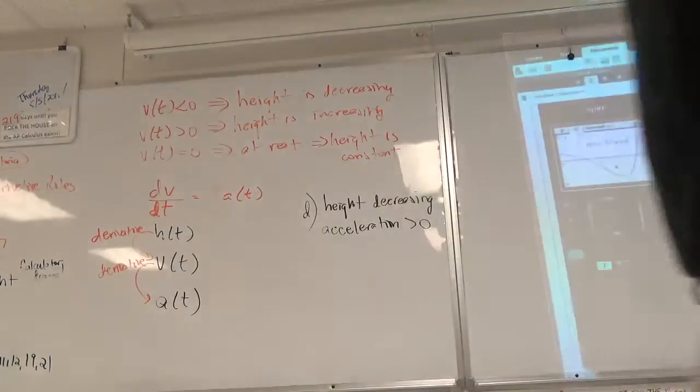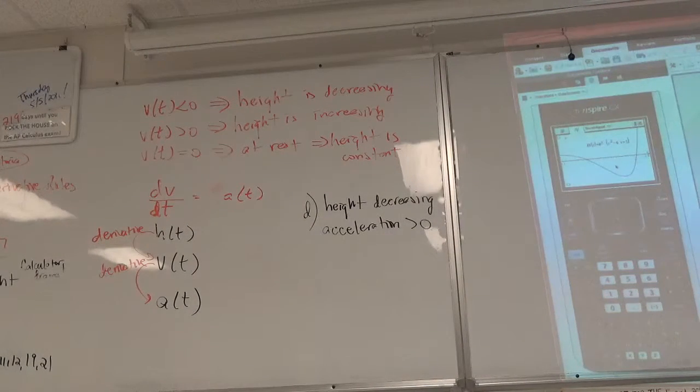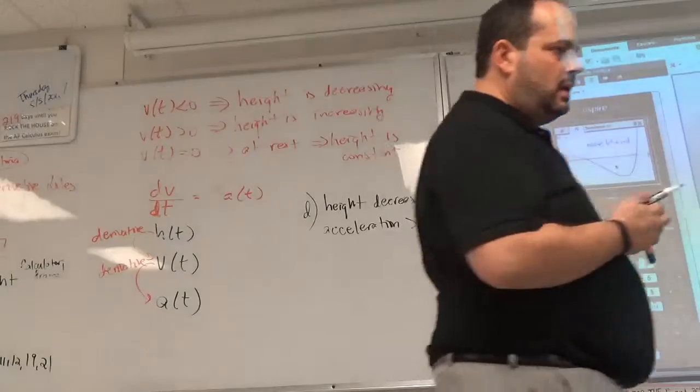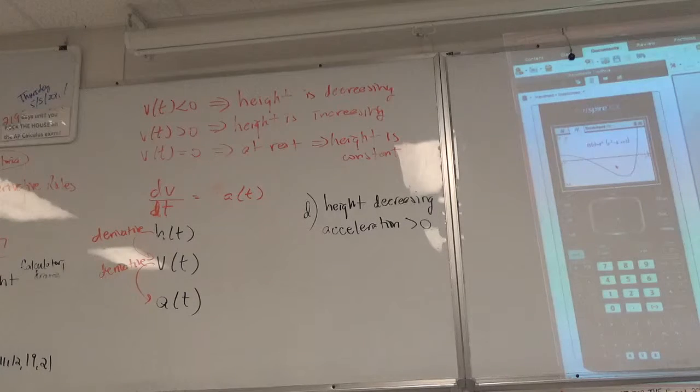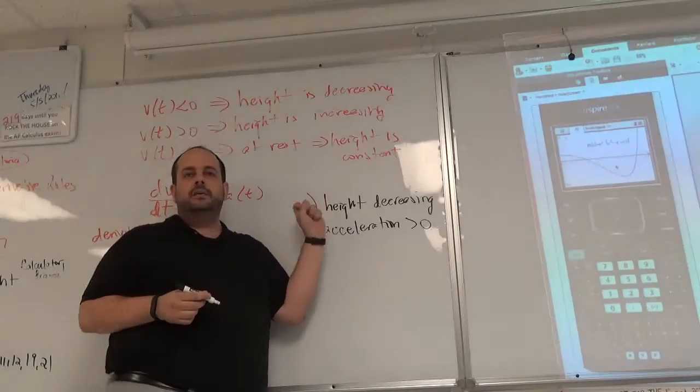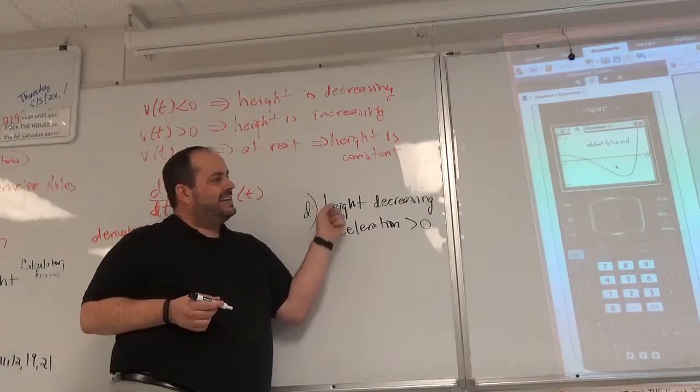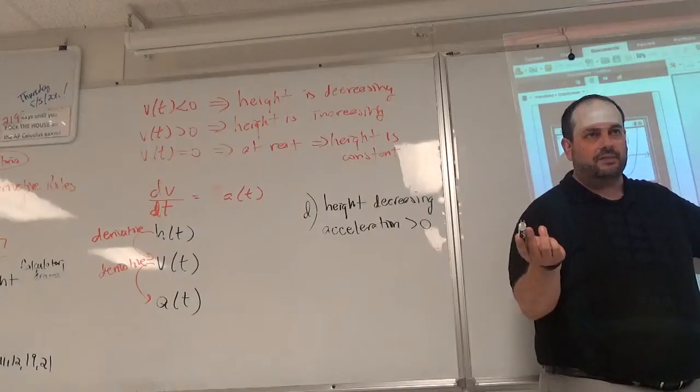We've got the graph of velocity in front of us. All right, let's close it out in 5, 4, 3, 2, and 1. So just like all the problems that we did with F, F prime, F double prime relationships, where you had the graph in front of you, same thing here. You've got the graph of velocity, and I'm asking you, when is the height decreasing? If the height is decreasing, how am I going to figure that out using my velocity graph?